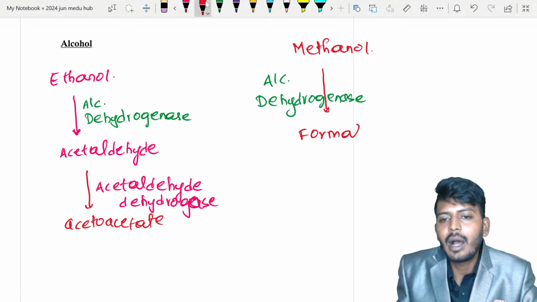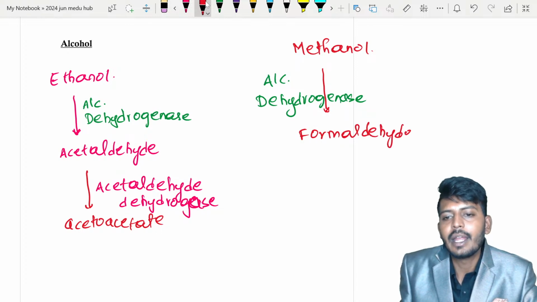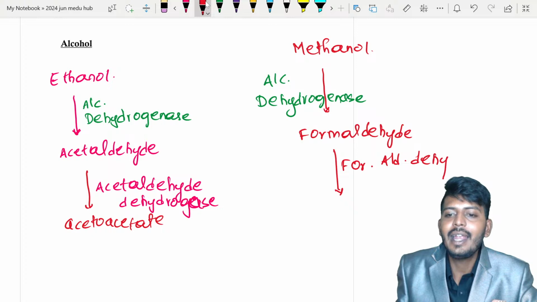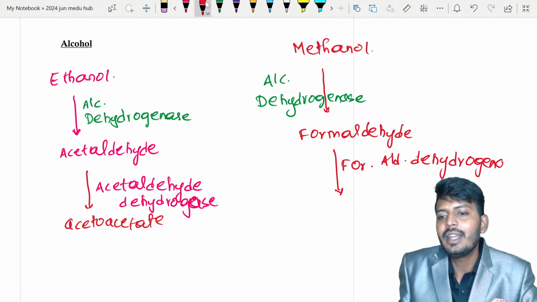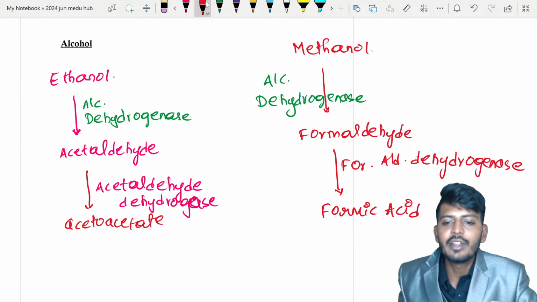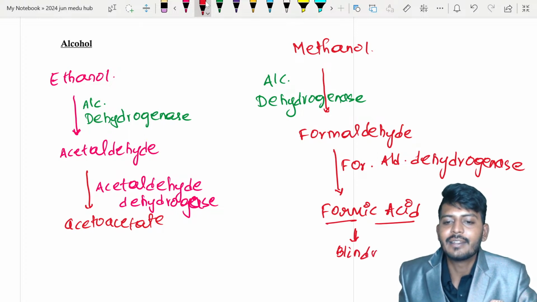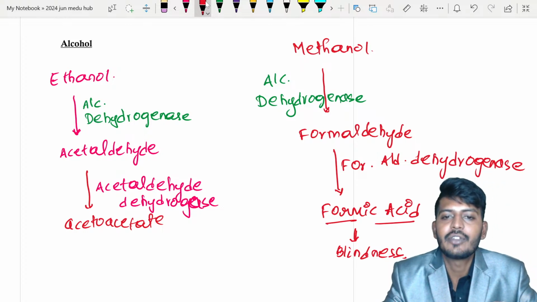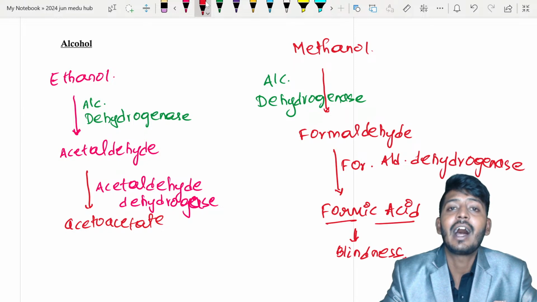Formaldehyde. Now this formaldehyde, under the influence of an enzyme called formaldehyde dehydrogenase, will get converted into formic acid. Now this formic acid is the culprit because it will cause blindness. That is why methanol is dangerous when drinking it or mixing it into alcohols. In drinking alcohols, we should not mix methanol.